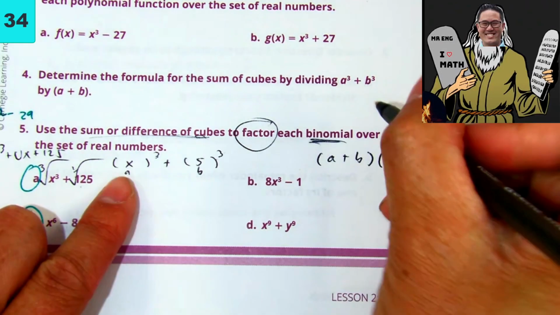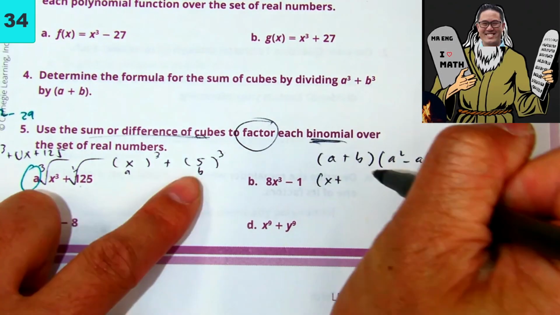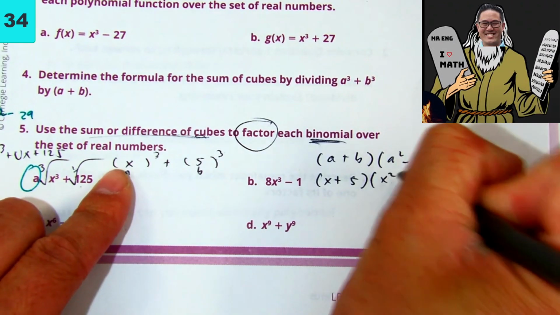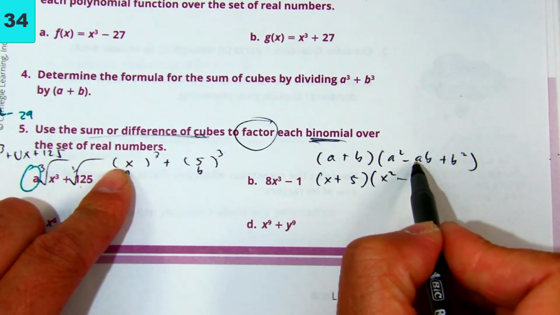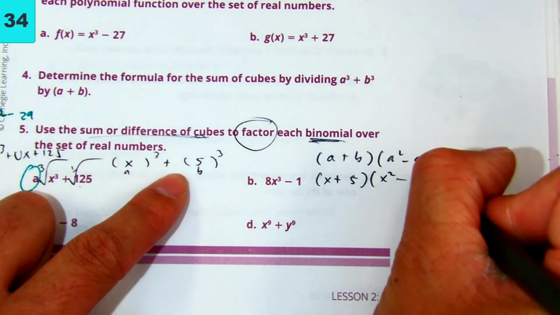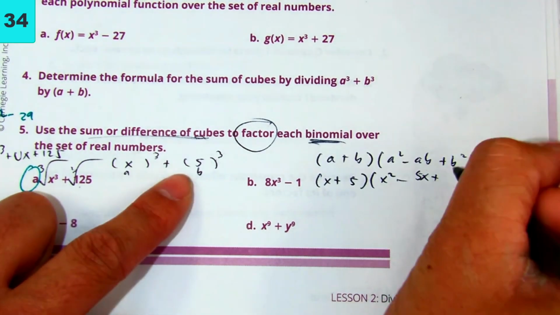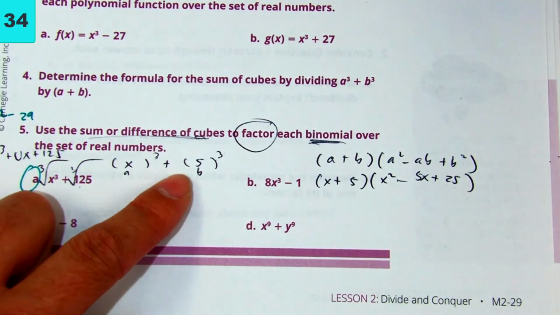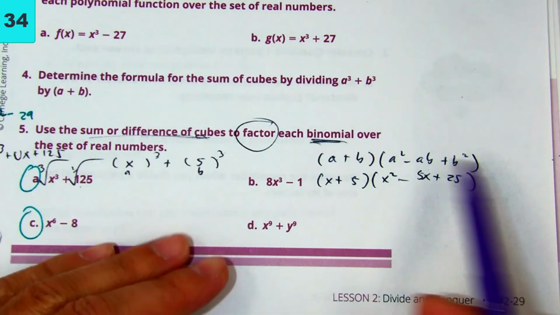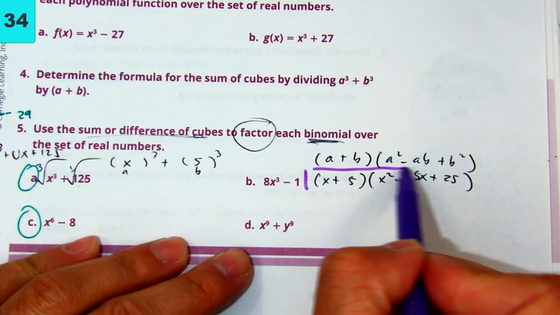I'm going to do my substitutions. My a is x. My b value is 5. There, this is x squared. This is going to be a minus. This is going to be x times 5, which is 5x. And my b value is 5, so this is going to be 25. How do you factor x cubed plus 125? You use the formula, and then this is your answer.